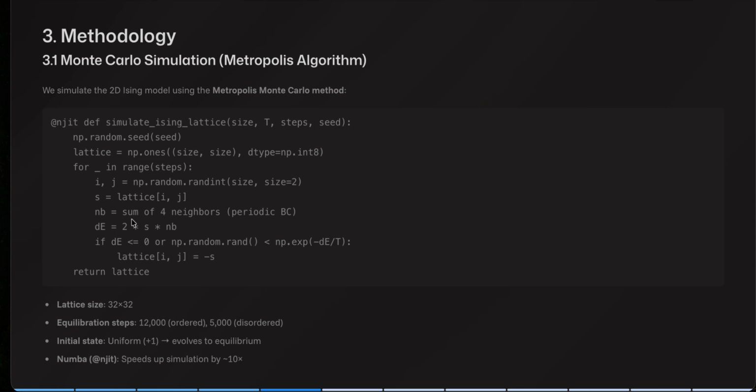i and j are random spins, picked randomly, and delta E is the energy cost of flipping. If delta E is less than or equal to 0, it flips to lower energy, and if delta E is greater than 0, then it flips with probability exponential of minus delta E divided by T.